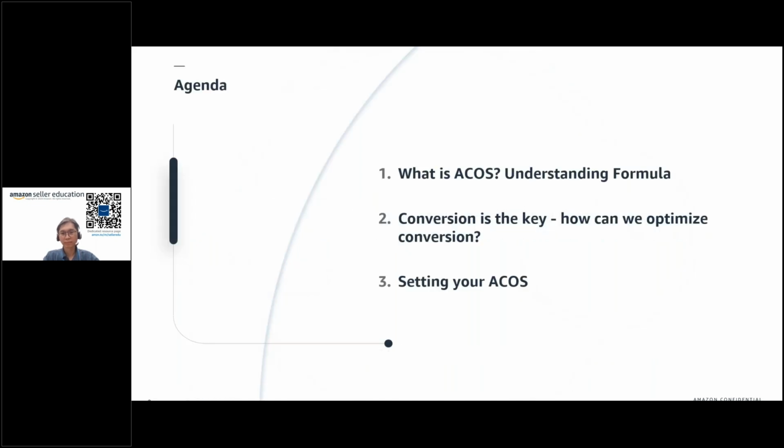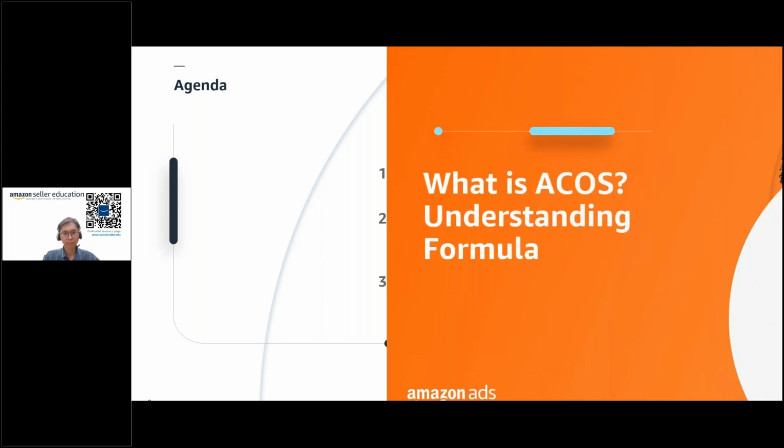We'll cover a really quick basic in terms of what is ACOS and understand the whole formula behind calculating ACOS. Because whenever I speak to sellers, there are always a few misconceptions when it comes to ACOS, and then how to actually increase conversion and why does conversion actually matter when it comes to ACOS. And then of course, number 3 is kind of a demo of how to set an appropriate ACOS for your business. So going straight into it, right?